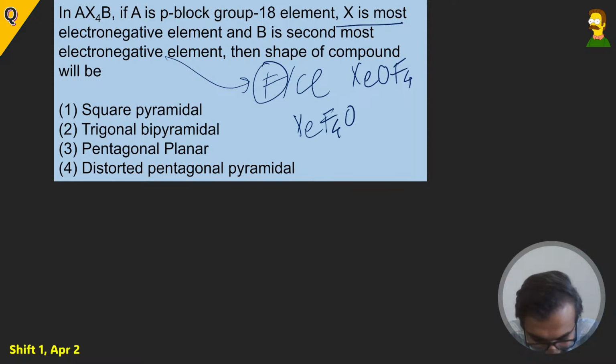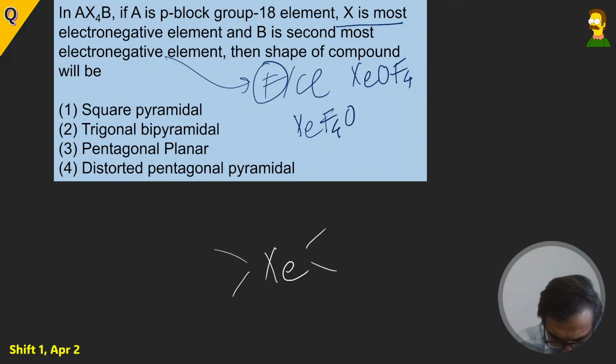Yeah, Xe is F and B. Next one is oxygen, it's not chlorine. The next electronegative element is not chlorine, it's oxygen. Yeah. Right. 3.5. Great, you remember that. Now that you have that, your life is easy. Well, relatively easy. Even after this, you have to sit and draw the structure, yaar.